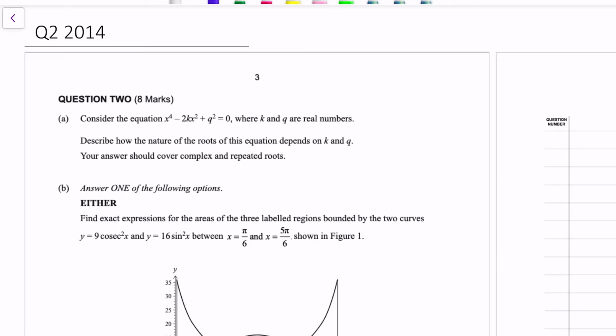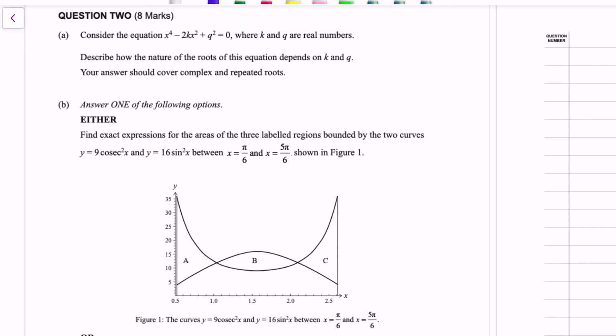Again, two parts to this question with an optional part B. Part A is a quartic equation which asks you to describe the nature of the roots and how they depend on the coefficients. It's quite a tricky problem actually. Part B, a fairly reasonable integral question, just a bit messy to work in exact form.